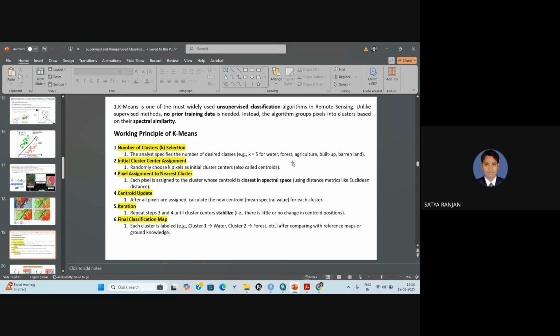Then there is unsupervised classification. In unsupervised classification, there are two types: k-means and ISODATA. Suppose we think there are five categories of information, like water, forest, agriculture, built-up land and barren land, in the satellite image. Then it creates five classes based on our inputs. So this is the process of k-means.